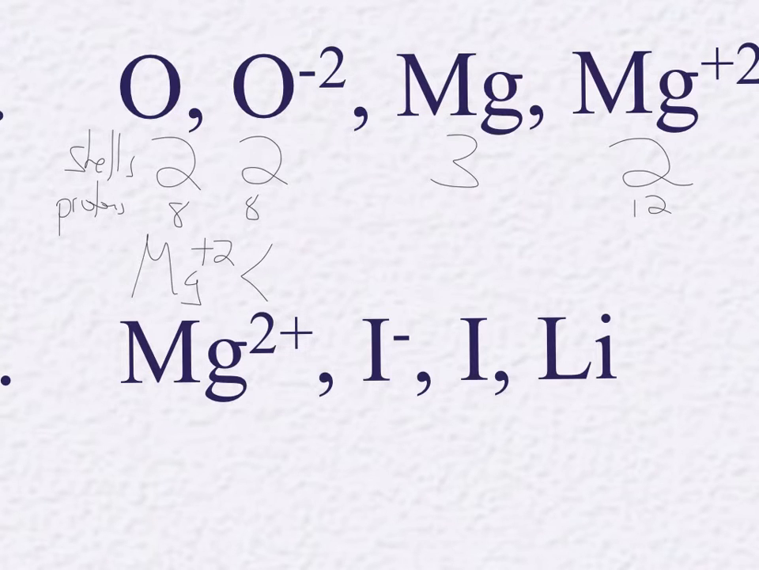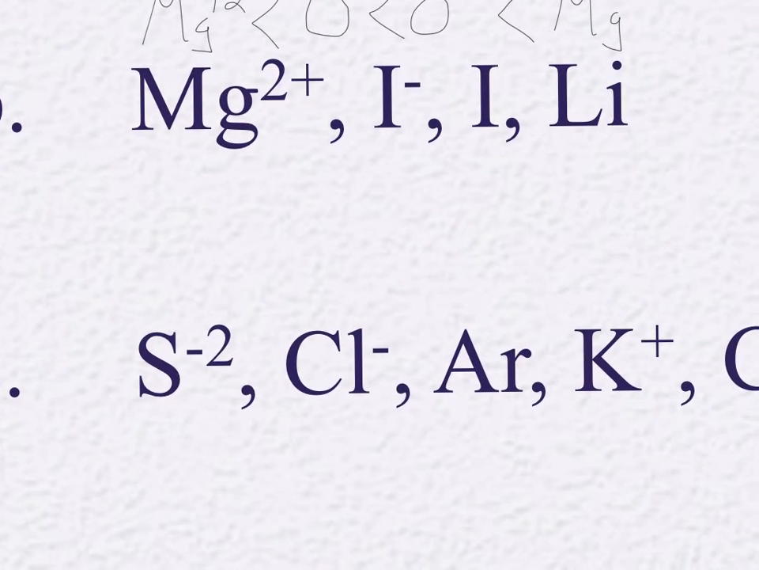Now we look at the oxygens. And there's a trend here we need to catch. If we add electrons, what's actually happening is we're making the electron cloud bigger. So our negative ions are going to be larger than their parent atoms, where the positive ions are actually getting smaller, which kind of makes sense. If you add electrons, it gets bigger. If you take electrons away, it gets smaller. That leaves us with a magnesium atom with 3 shells being the largest.